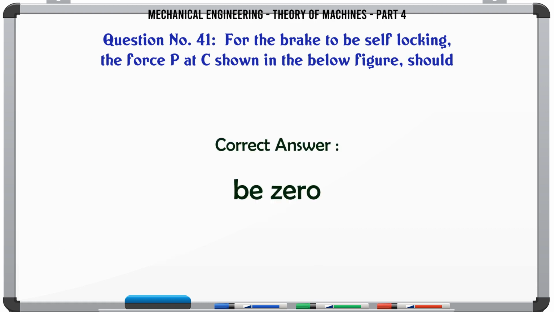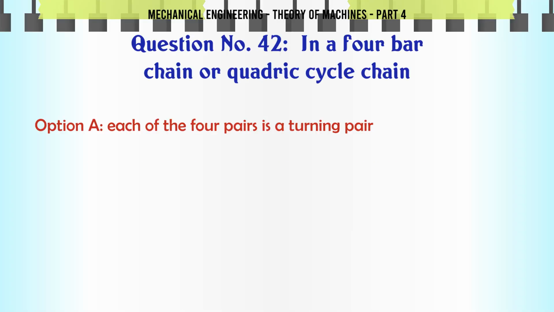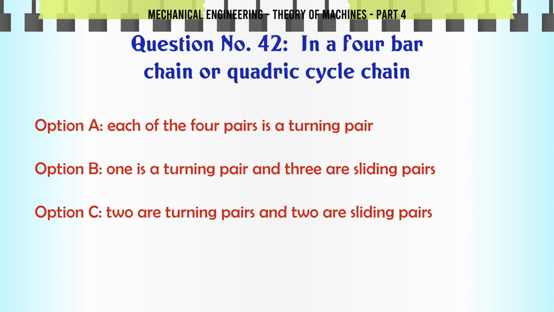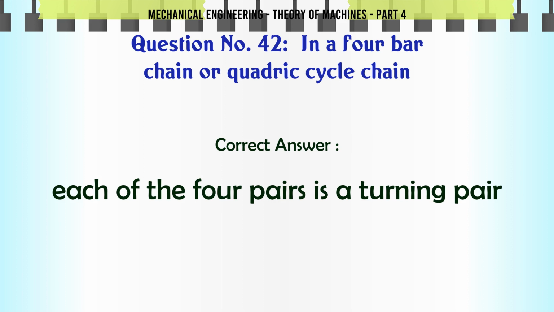In a 4-bar chain or quadric cycle chain, A each of the 4 pairs is a turning pair. B 1 is a turning pair and 3 are sliding pairs. C 2 are turning pairs and 2 are sliding pairs. D 3 are turning pairs and 1 is a sliding pair. The correct answer is each of the 4 pairs is a turning pair.